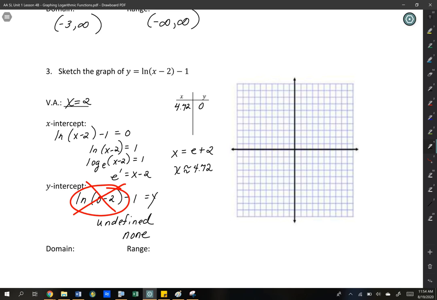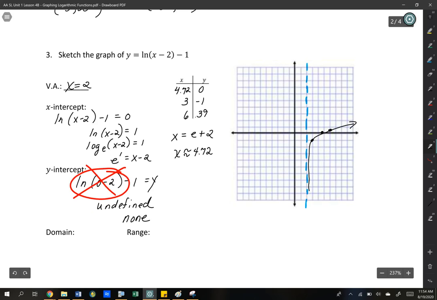You could put the graph into your calculator and pull off some more points. I decided on 3, negative 1, and 6.39. I'll do my graph before I evaluate what my domain and range is. So I'm going to have my graph. I'm going to look at my domain. My domain is going to be all x values that are greater than 2, and my range is including all y values, so this is all real numbers.